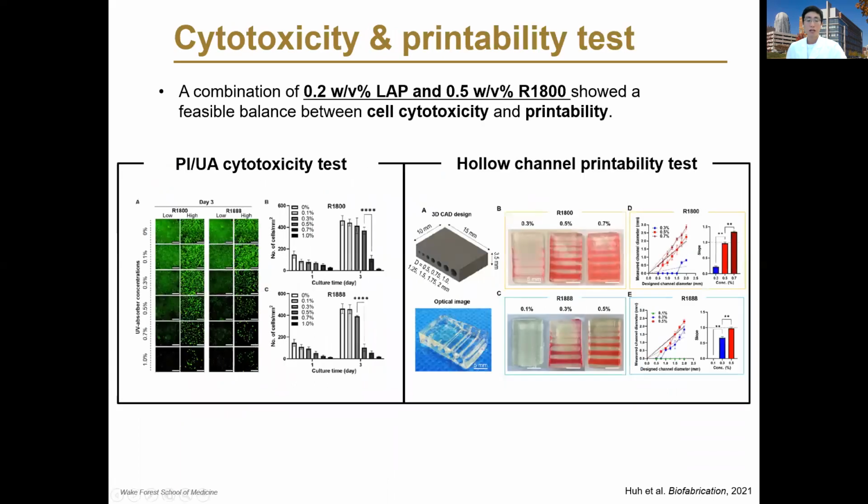After initial screening, the cytotoxicity and printability of the selected photoinitiator and UV absorber combinations were assessed. As their concentration increases, higher cytotoxicity and decreased proliferation of C2C12 cells were shown, as expected. In the hollow channel printability test, the concentration of UV absorber significantly affected the resolution of the printed channels. Based on these results, a combination of 0.2 weight volume percent LAP and 0.5 weight volume percent R1800 showed a feasible balance between the cell cytotoxicity and printability.